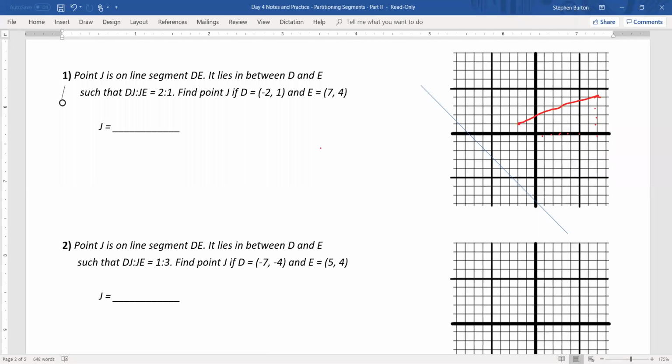Now it says find the point on segment D and E such that there is a 2-to-1 ratio. So how many segments are we going to have, guys? 3. We got 2 plus 1, right? A 2-to-1 ratio gives us 3 segments, 3 partitions. All right.